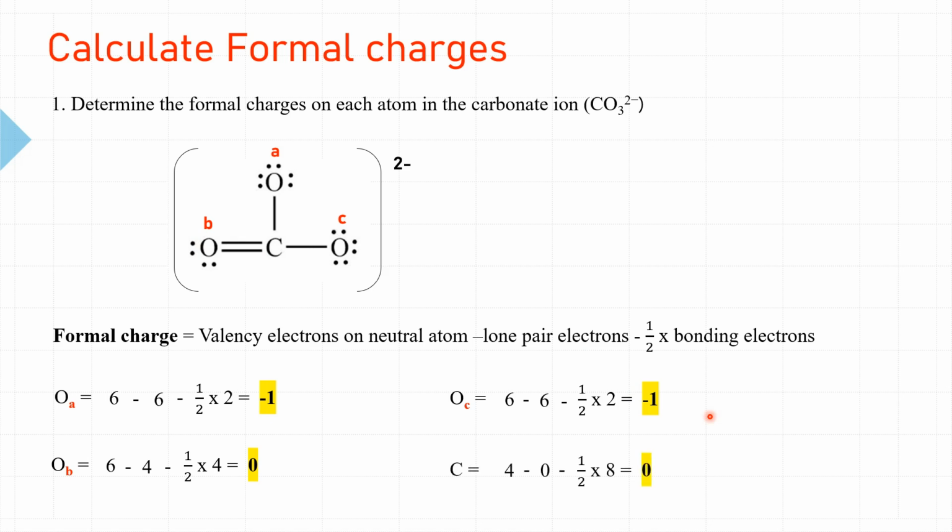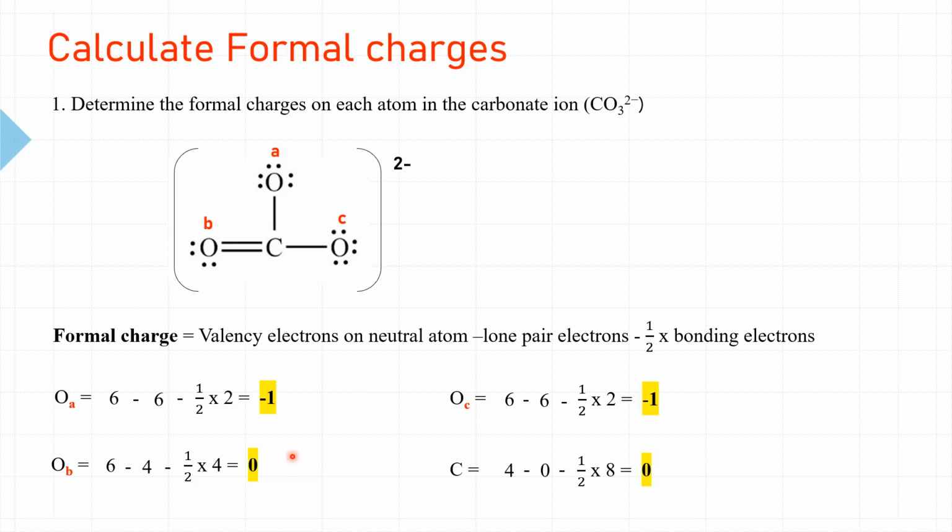Now the charge on the central carbon. Carbon is located in group 4A, group number 4, so valence electrons 4. 4 minus 0, there are no lone pairs on carbon. Minus half times 8 bonding electrons. So one is a double bond and the two are single bonded to oxygen. The total is 8 electrons. So if you solve this, the carbon charge is 0.